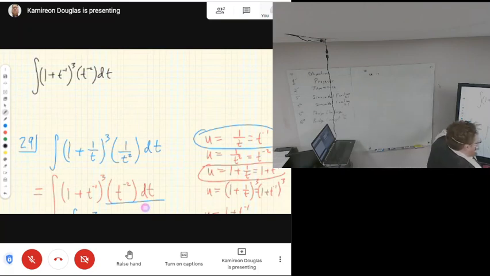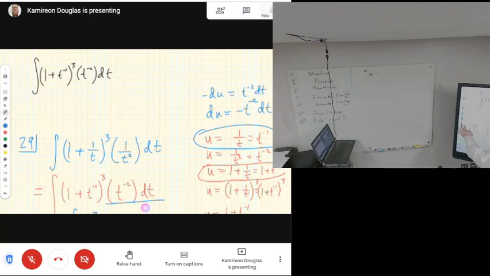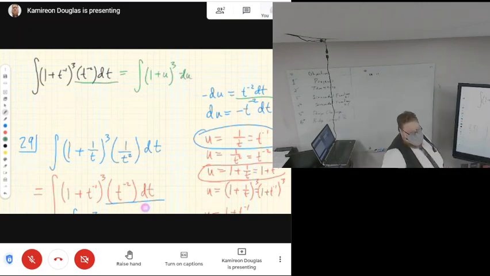If I choose my t to the negative first to be the integral, my du would become negative t to the negative second dt, which is in the problem. So I replace that t to the negative second dt with negative du, and I get the following: the integral of 1 plus u cubed times negative du.